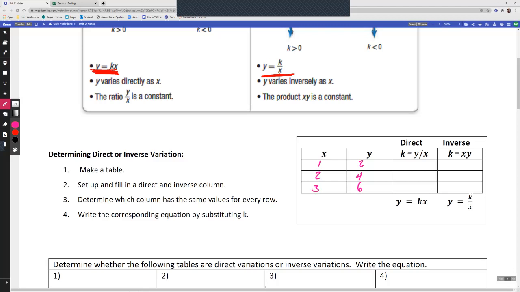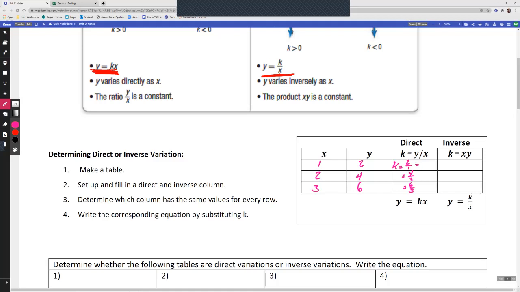mathematically. K is equal to, we're going to substitute this in. I'm going to write it for this first one, but I'm not going to write it each and every time. I'm going to write K equals. And then the formula for direct is y over x. So 2 over 1. That's what that one's going to be. This is going to be 4 over 2. And then this third one is going to be 6 over 3.